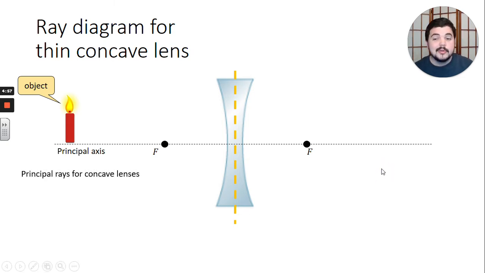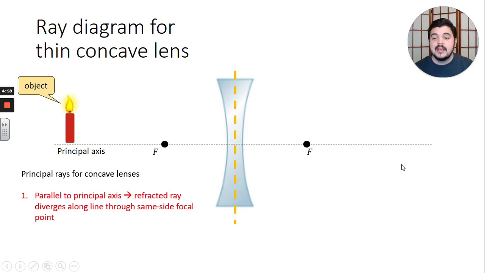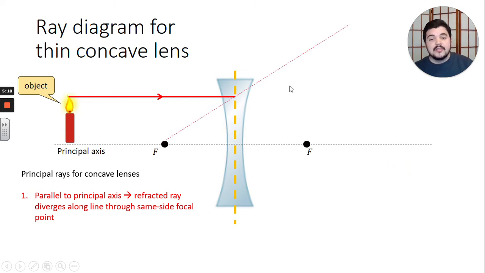Principal rays for concave lenses. First one, we're going to look at a ray that's parallel to the principal axis, and it is going to refract in such a way that it diverges through a line that includes the same side focal point. What do I mean by that? I mean, imagine a line that goes through the same side focal point. That is the line along which this ray will diverge.